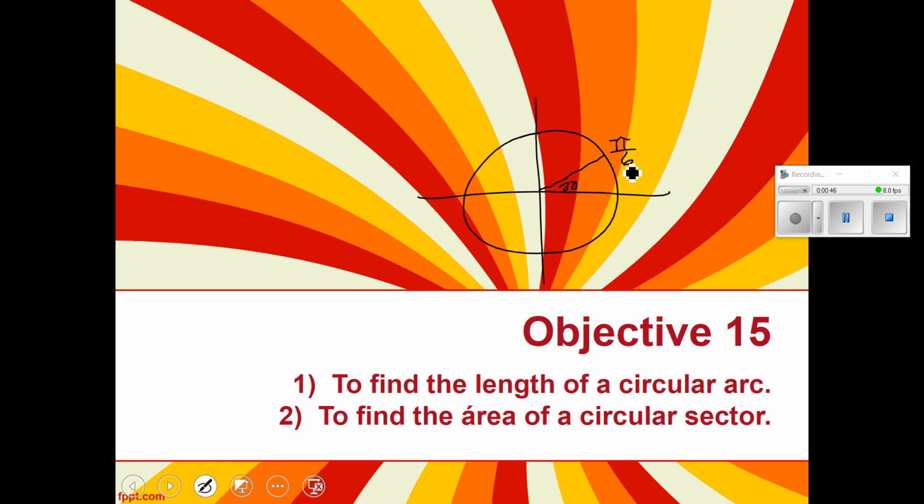What is that measuring? That's not measuring the angle. 30 degrees is measuring the angle itself. But what's pi over 6? It's the circumference, right? And so when we're talking about a portion of the circumference, I'm talking about the length of the arc. Everybody agree? So today we're going to be doing that again.